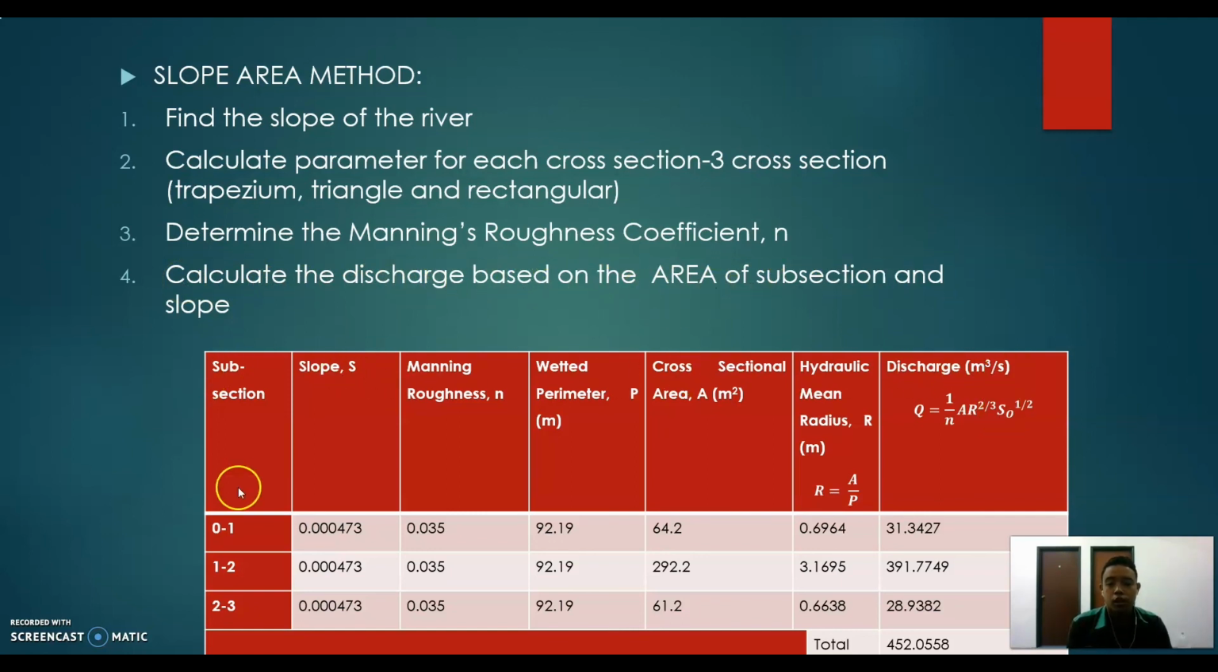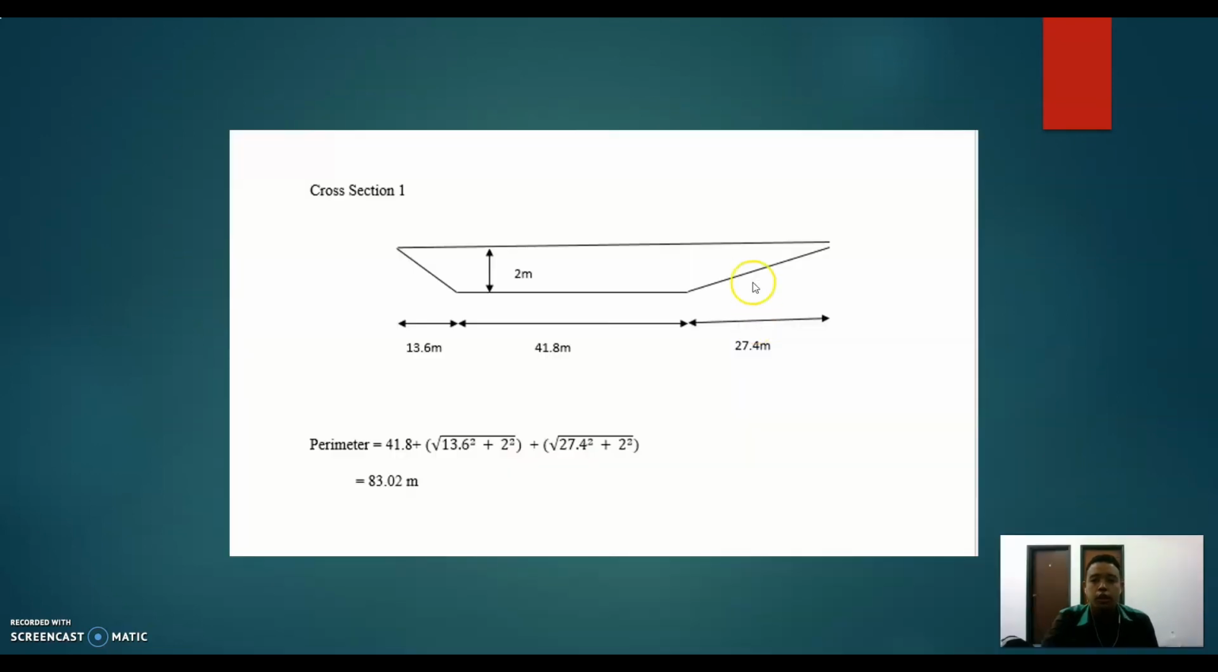As you can see in the table below, this is the data that we obtained for the slope area method. The main roughness is the same because we use the same value. I already told you about the cross sections; our group has 3 cross sections for this hydro project, and this is an example, which is cross section 1 for the river.